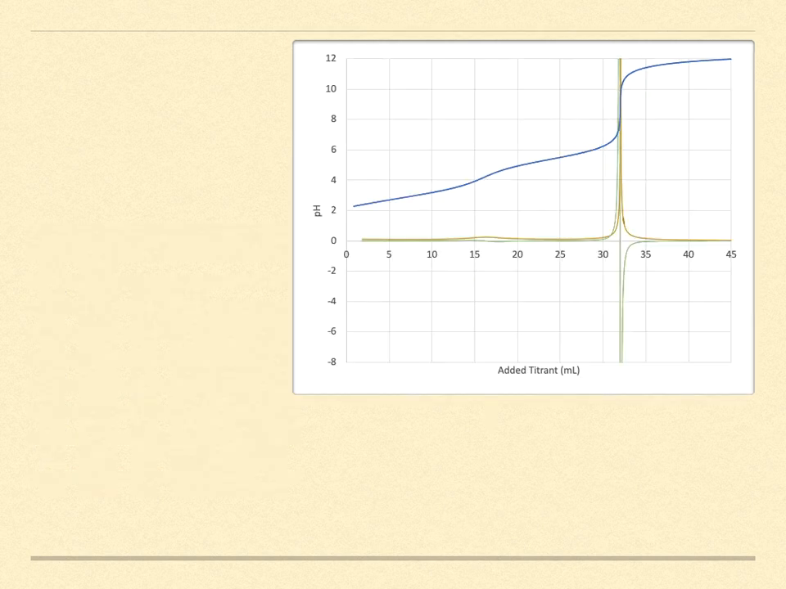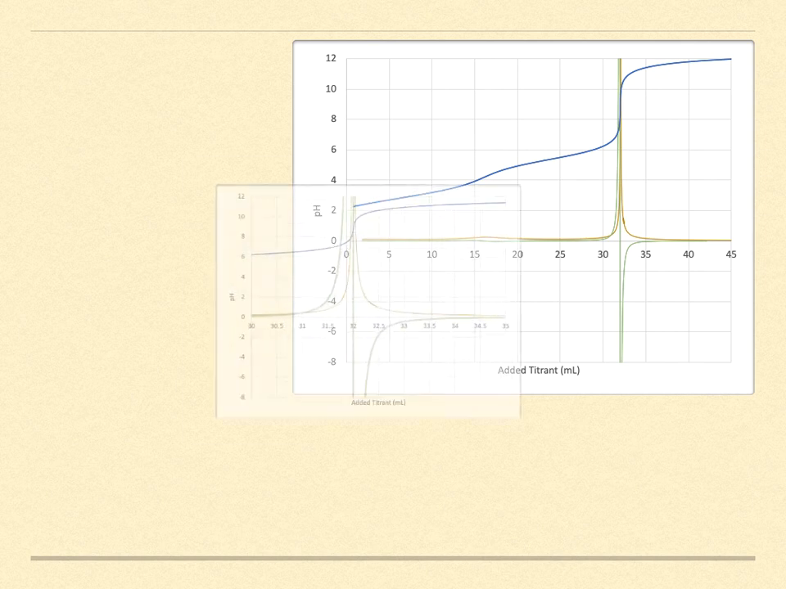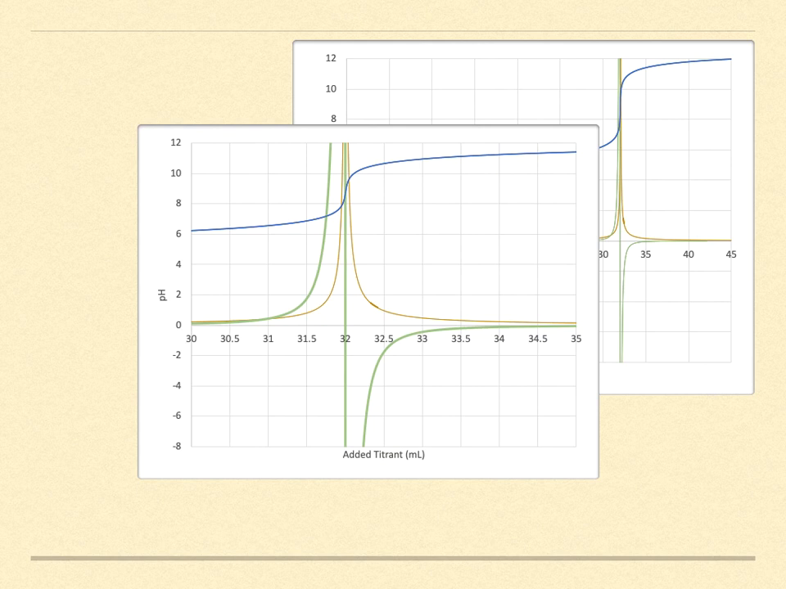Here's the graph of our titration data along with the first and second derivative curves. Notice how the second derivative plunges through the x-axis right where the point of inflection is. This is much easier to determine the equivalence point. Now let me expand the graph in the region of the second equivalence point. This is just the region from 30 to 35 milliliters of added titrant. Notice how the second derivative curve, now I've made it thicker so you can see it, goes right through the x-axis at 32 milliliters. This is an excellent way to find the equivalence point.